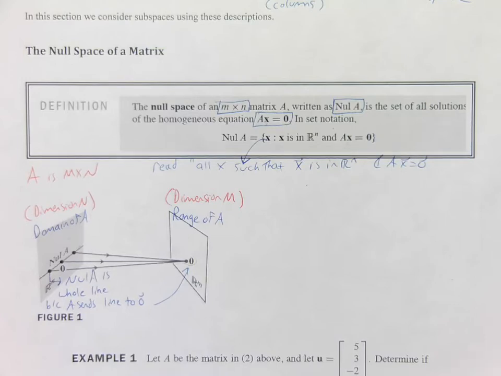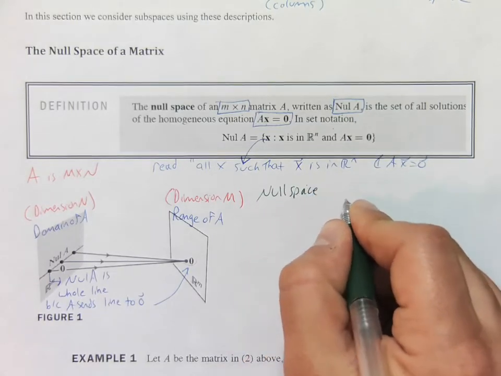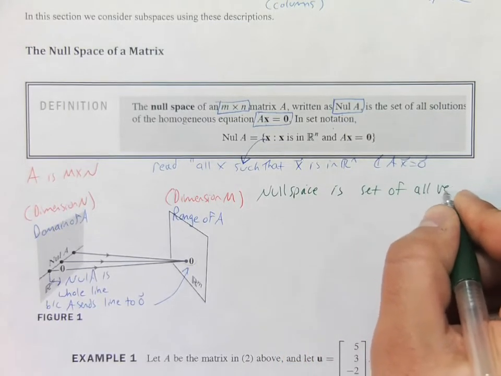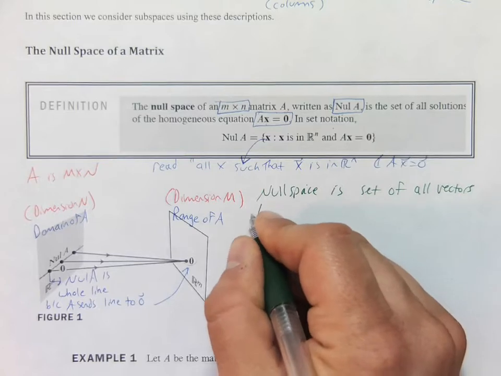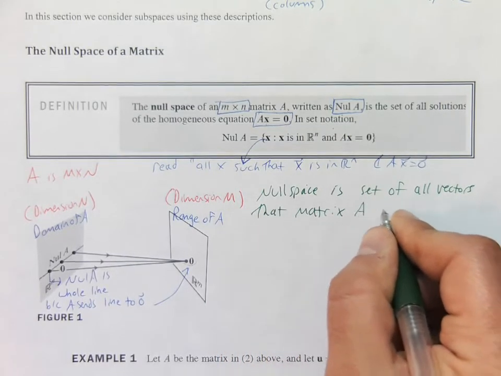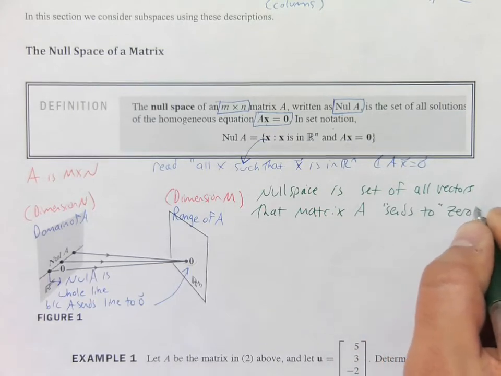So I'd like to write just a few of those things down in words too. I know I've said some of these things, but there's room here, so let's add a few words. So the null space is going to be the set of all vectors that the matrix A sends to the 0 vector.